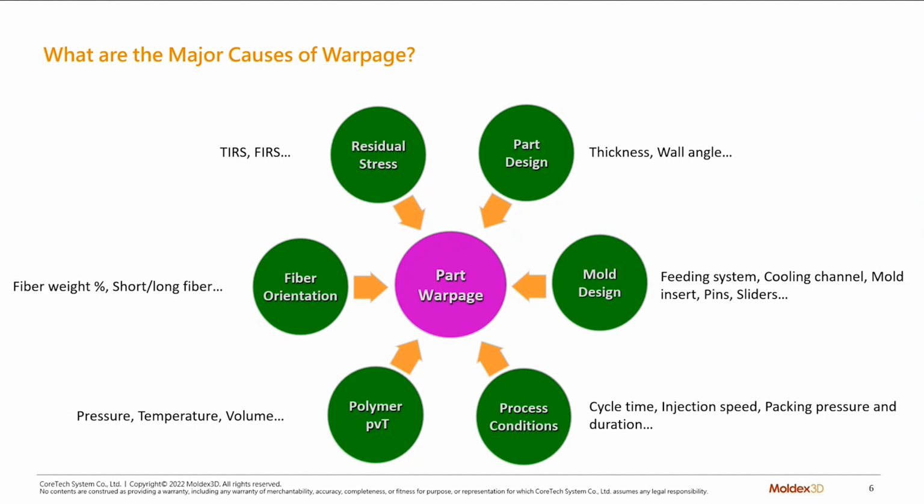Similarly, process conditions, overall cycle time, speed, and packing pressures will play a role. And then PVT material, and of course fiber, length of fibers, and type of fibers will cause warpage differences through fiber orientation. Of course, the stresses that stay in the part, be they thermally induced or flow-induced residual stresses, have a significant impact on the overall warpage.